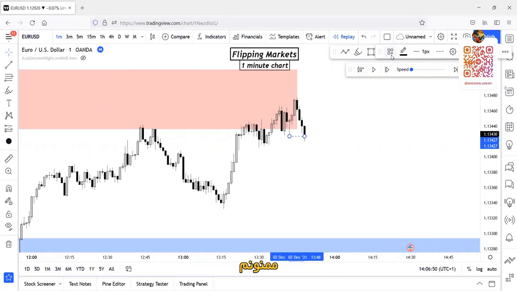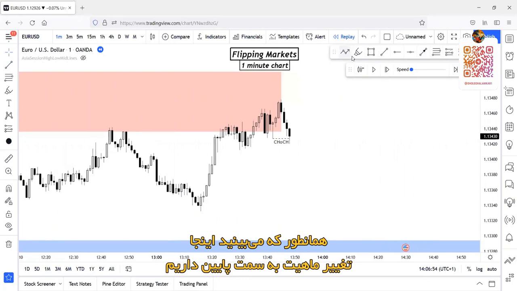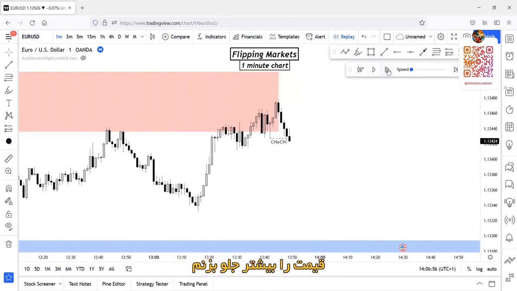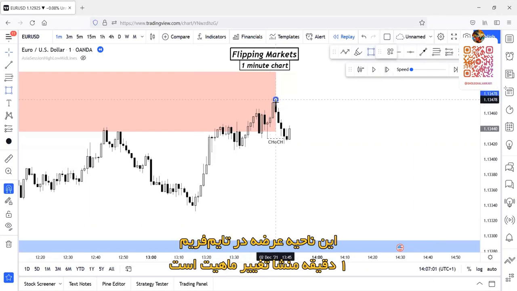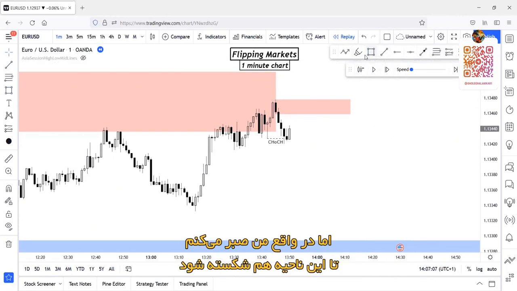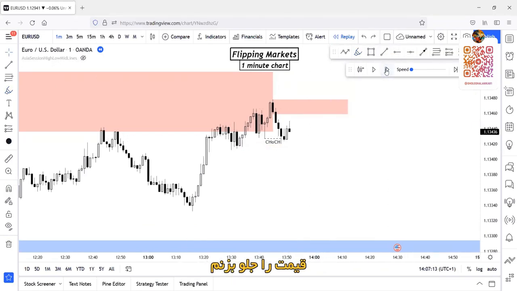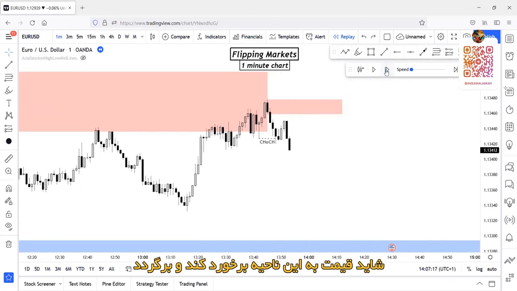Thank you. So as you can see, we have a change of character down here. Let's just play price more. Okay, it closed below. We have this supply zone here that changed character on the 1-minute. But I would actually wait for this zone to be broken. So let's just play price. Maybe we'll tap into this zone. Reverse.